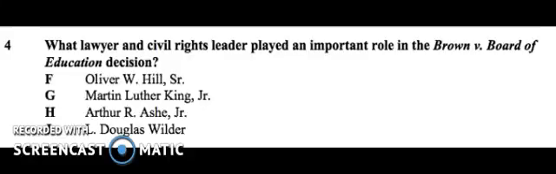Question 4. What lawyer and civil rights leader played an important role in the Brown versus Board of Education decision? F. Oliver W. Hill Sr., G. Martin Luther King Jr., H. Arthur R. Ashe Jr., J. L. Douglas Wilder. Use the map to answer question 5.